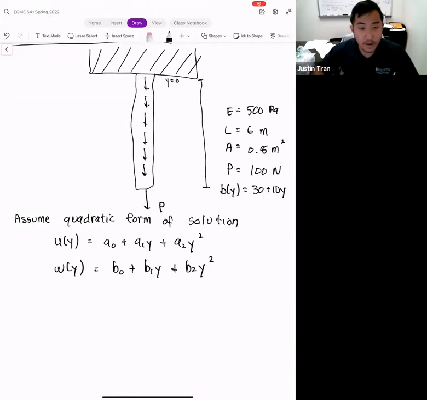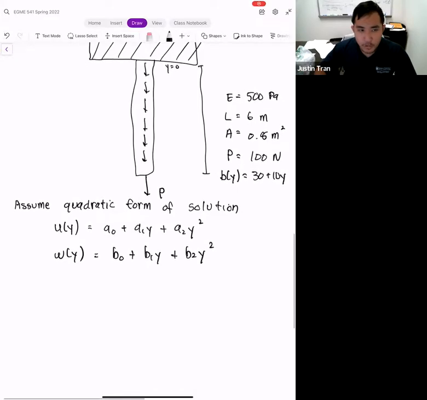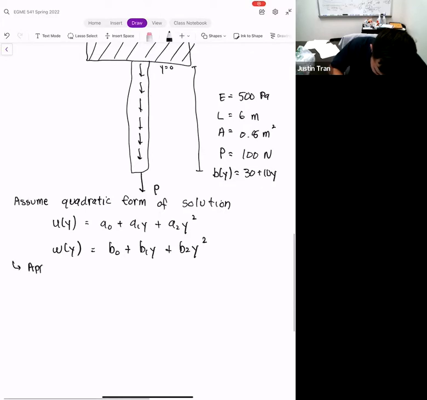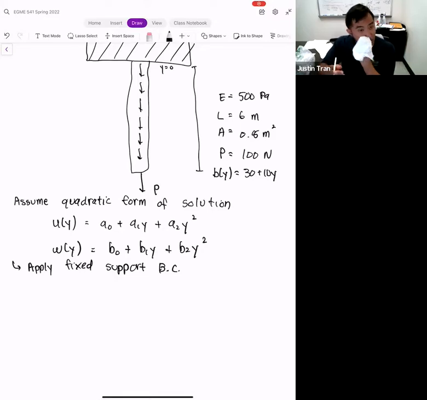The first step, before we get rolling, is to apply our Dirichlet boundary condition. For a structural problem like this, a Dirichlet boundary condition takes the form of a fixed support. That makes things easy, and it means we're going to have basically the same values for the constants in u of y and w of y.